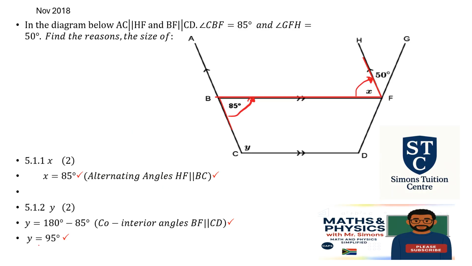So let's solve. Right, so for 5.1.1, x simply equals 85 because you see there in red I have alternating angles. Alright, and I must state that HF is parallel to AC or PC, whichever way. Right, y would be 180 minus 85. And that's because they're co-interior, they form the letter U. So y plus 85 gives me co-interior angles. PF is parallel to CD, so 180 minus 85 would then give me 95 degrees.